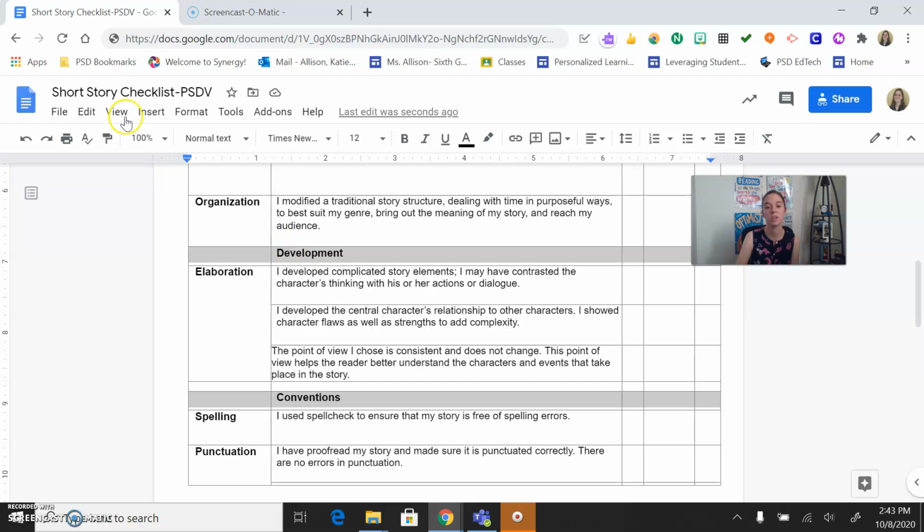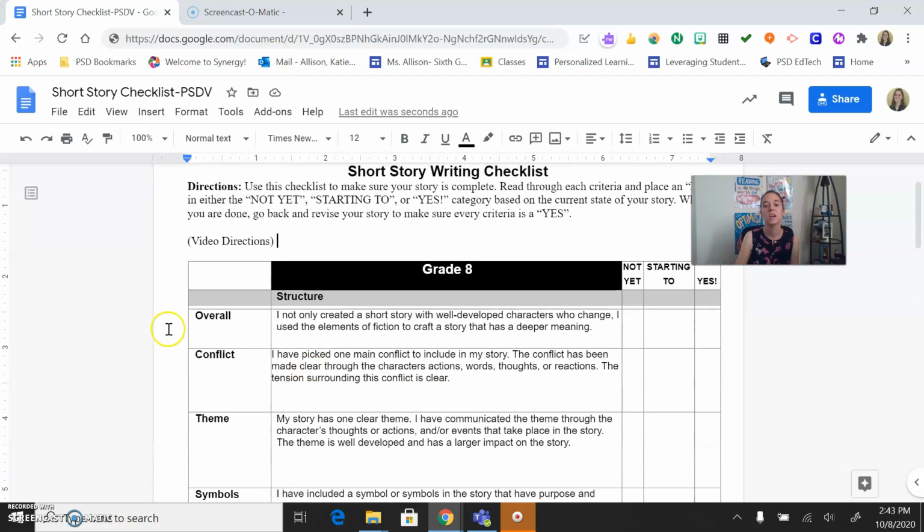There is structure, or the ones that go this way, development and conventions, and then underneath that there are particular categories you're looking for. So like in structure, overall, I not only created a short story with well-developed characters who change, I use the elements of fiction to craft a story that has a deeper meaning.